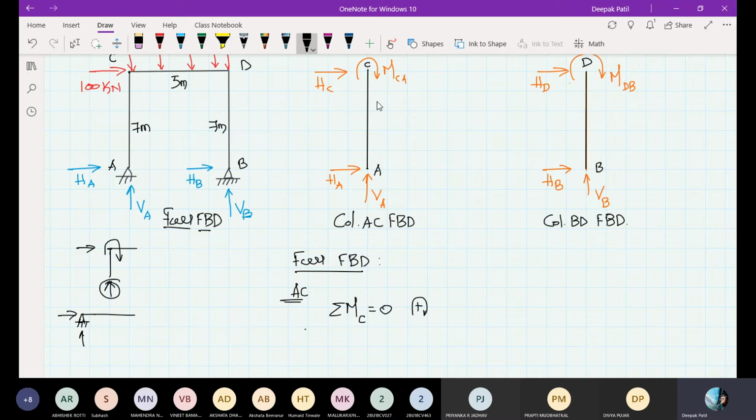So how will that be? What will HA at C cause? Will it cause a clockwise or anti-clockwise moment? Yes, it will cause an anti-clockwise moment. So I should write minus HA into 7. What about VA? VA at C will cause what kind of moment? 0. Yes, it will not cause anything.